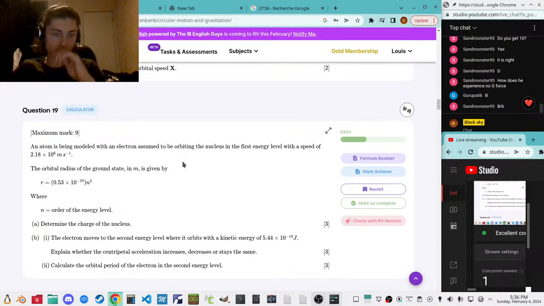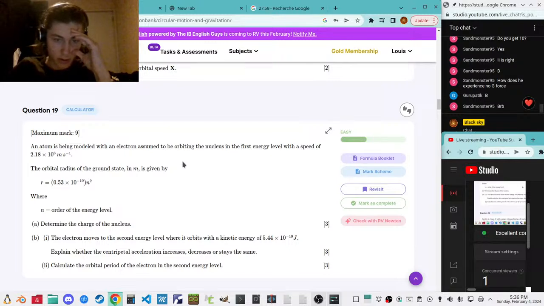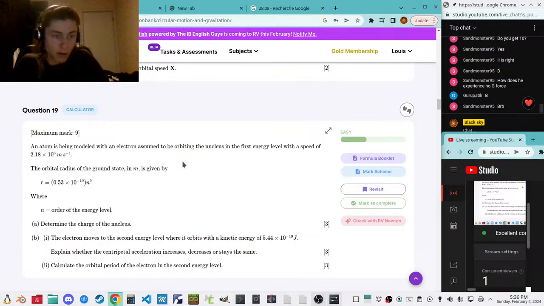An atom is being modeled with an electron seeming to be orbiting a nucleus in the first energy level. It's going to be rough estimates. With a speed of 2.18. The orbital radius of the ground state is given by this. The energy level. Determine the charge of the nucleus. Determine the charge. Who do you think I am? How can I get the charge right now? Wait, the charge of the nucleus.